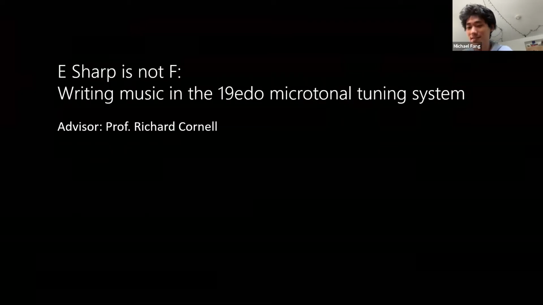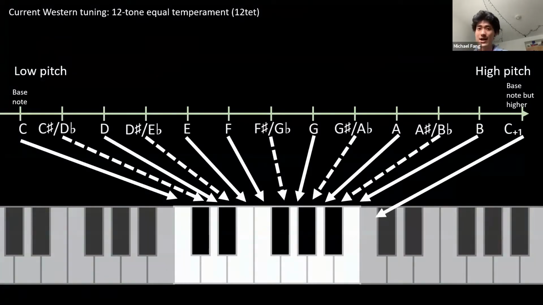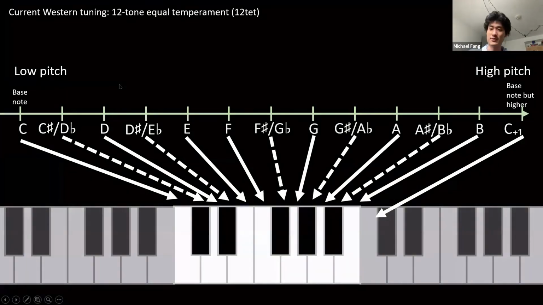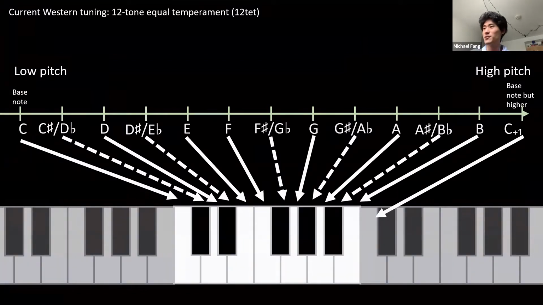Let's get started. So a tuning system is just a set of notes to write and perform music. It tells you how many unique notes you can choose from and how high or low they are compared to a bass note on the left, as shown on the screen here. The current Western tuning is called the 12-tone equal temperament. It just means that you have 12 unique notes to choose from. And those notes get repeated in the lower and higher registers.